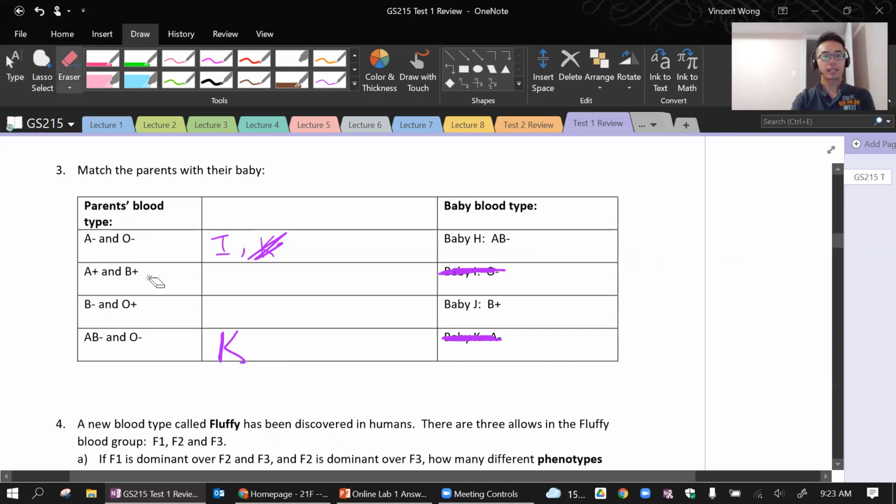Wonderful. Next, let's see. Okay, so B negative and O positive. O cannot have AB. So J is theirs. And then this is H. So that is that.